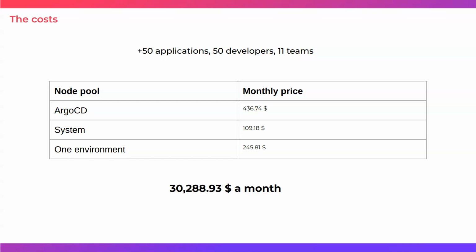And this company had more than 50 developers separated in 11 teams. So those environments we had to deploy 11 times. And so this whole development environment costs a little bit more than $30,000 a month.